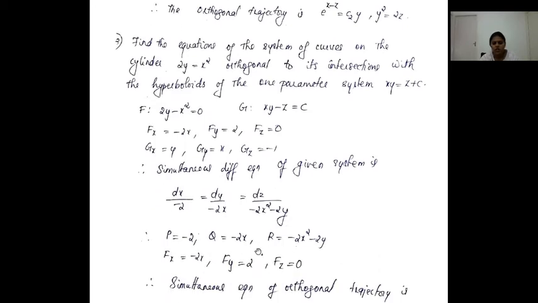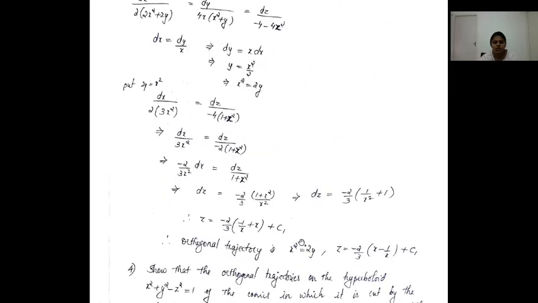And now once you have P, Q and R, the simultaneous equations of the orthogonal trajectory will be obtained in this form. So this is your P dash, Q dash and R dash, and you can see that x square plus y is common in these two. So the first set of equations will be independent of z. So you are going to get dx equal to dy by x. On integrating you will get x square equal to 2y.